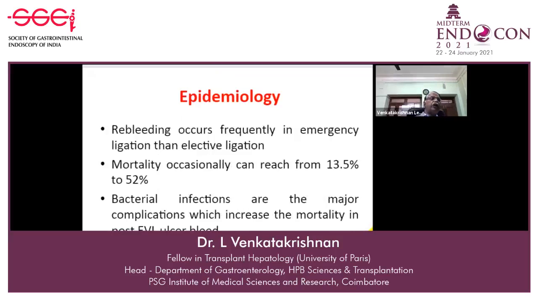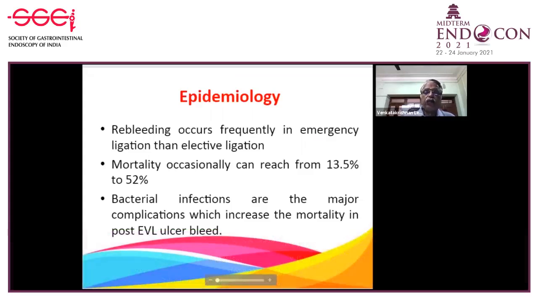It is also to be noted in the majority of the studies that rebleeding occurs more frequently in an emergency ligation than an elective ligation. It has also been shown that in an elective ligation, when the number of bands goes beyond 6, there is an increased incidence of post-EVL ulcer bleed. The mortality, as I told you in the first 5 days, has been documented at anywhere between 13.5 to 52%. Another major cause of mortality in the majority of the studies has been bacterial infections, which increase the mortality in post-EVL ulcer bleed.